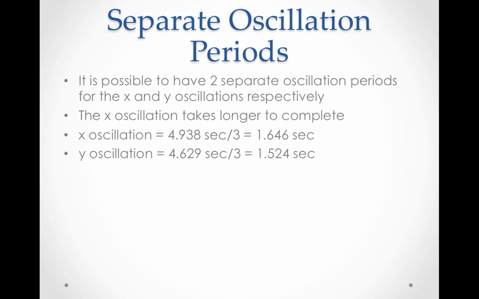Also, it is possible to have two separate oscillation periods for x and y. By calculating the x and y periods with the first 3 phases, I found that the oscillation in the x direction was slightly longer than the y direction. We can see here that 1.646 seconds is greater than 1.524 seconds.